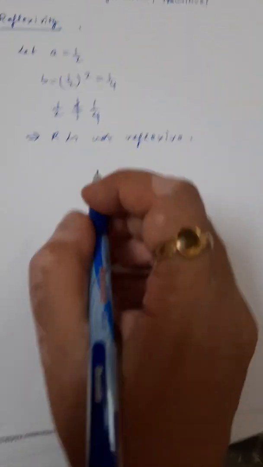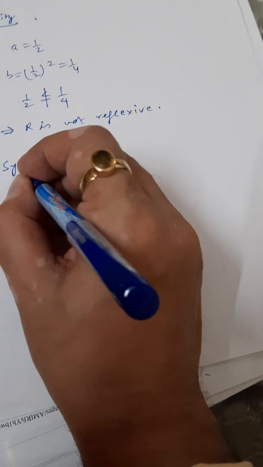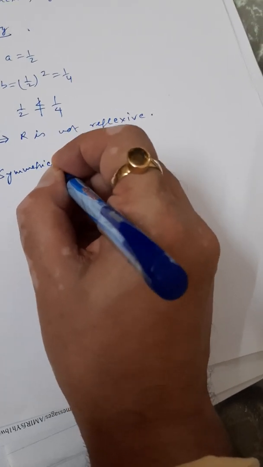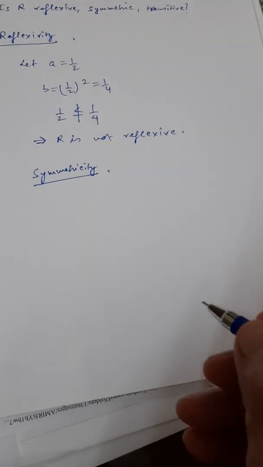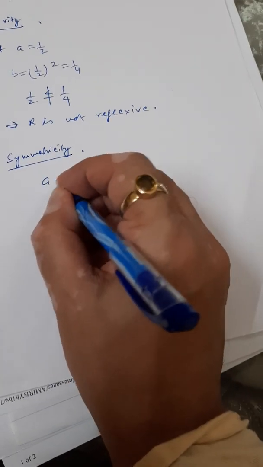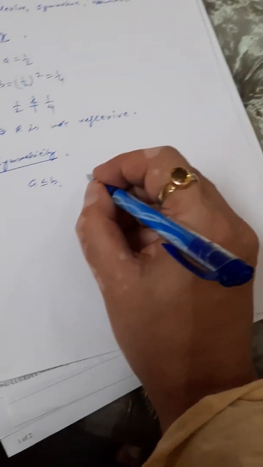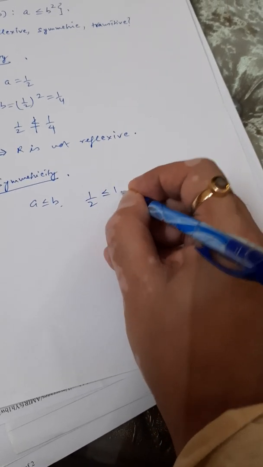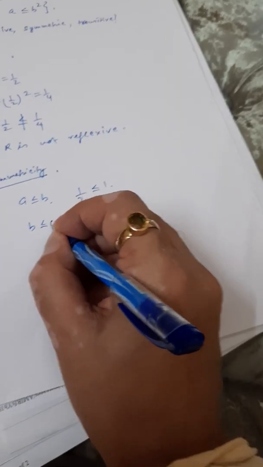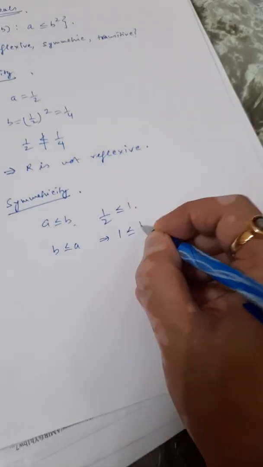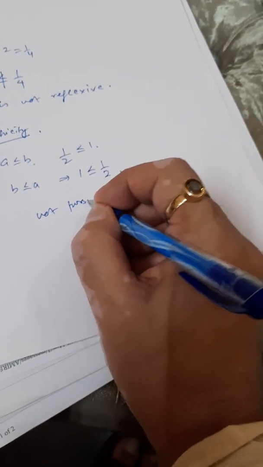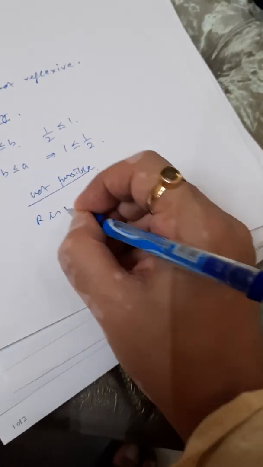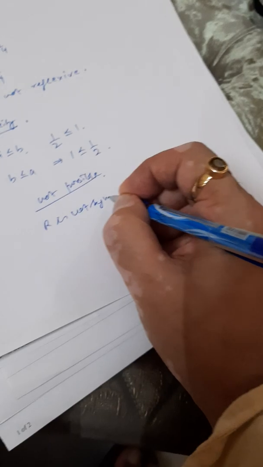Secondly, come to symmetricity. Now, in symmetricity, if a is less than or equal to b, say half is less than or equal to 1, then b is less than or equal to a gives 1 is less than or equal to half. Not possible again. So, R is not symmetric.